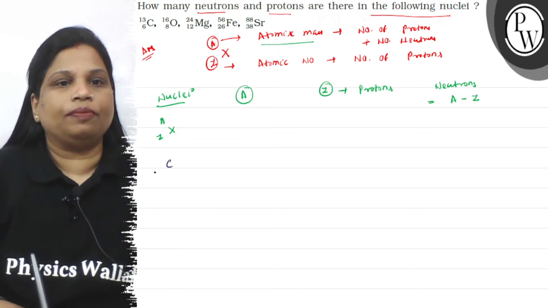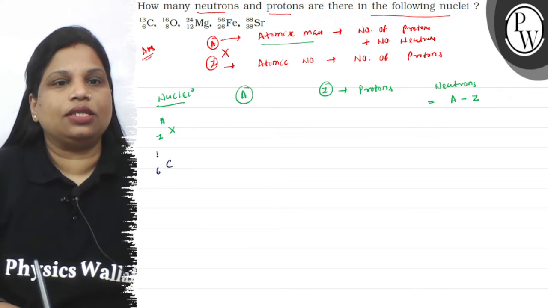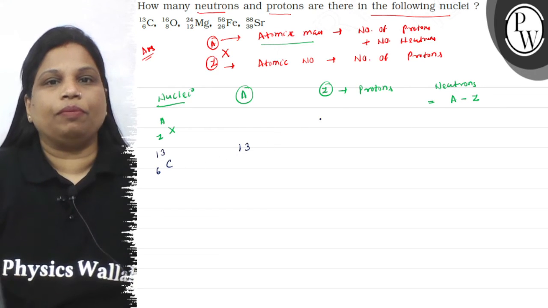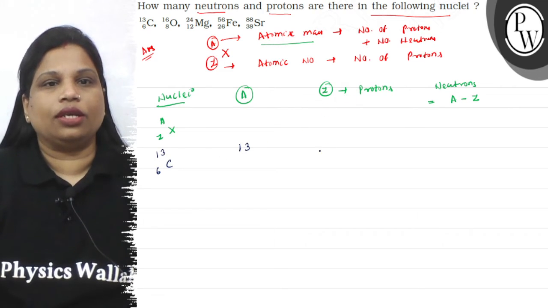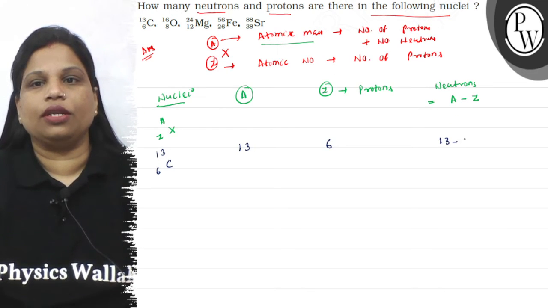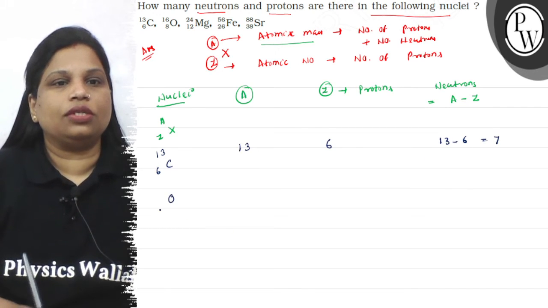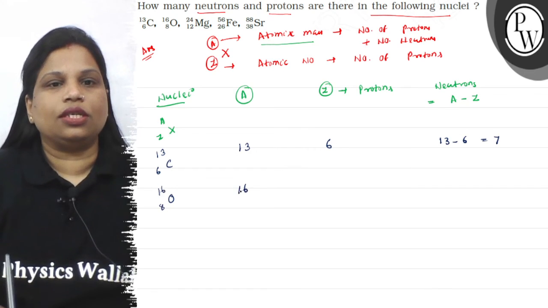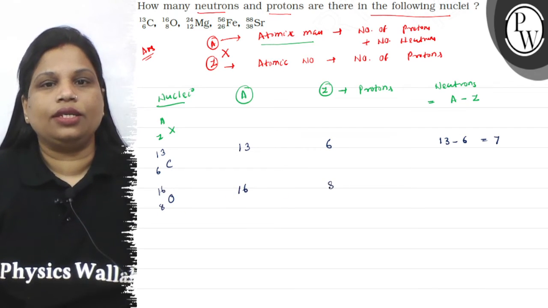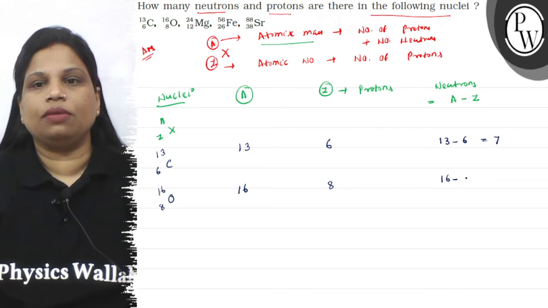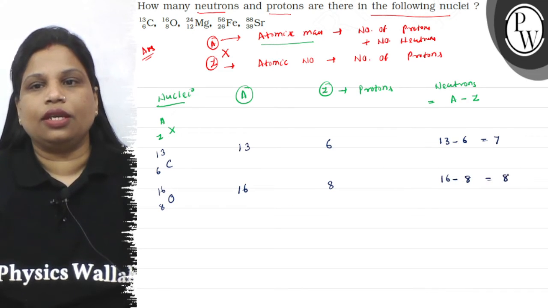So the first nucleus is carbon, C, 6 and 13, where the atomic mass is 13. Okay, number of protons, that is Z, is 6. So what will be the number of neutrons? It is 13 minus 6, that is 7 neutrons. In case of oxygen, 8 and 16, where atomic mass is 16, number of protons is 8. Okay, that is the atomic number, and number of neutrons is 16 minus 8, that is 8.